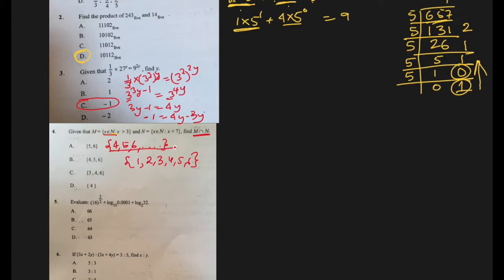What is common between these and these? 4, 5, 6 is here. 4, 5, 6 is here. There is 7, 8, 9 after this, but there is no 7, 8, 9 here. There is no 1, 2, 3. So 4, 5, 6 will be the answer. B is the answer. The next one, evaluate 16 to the power 3 over 2 and so on.